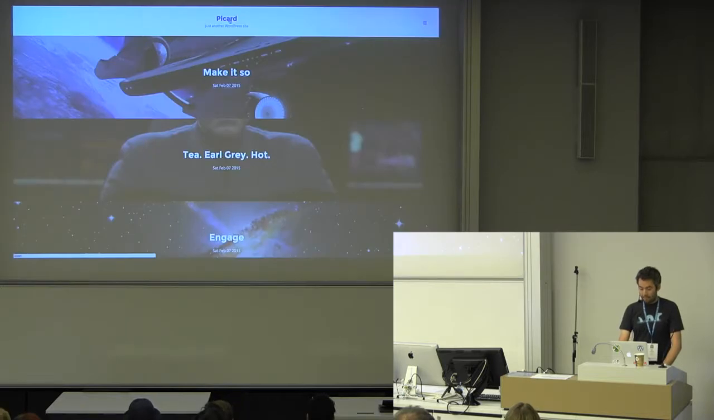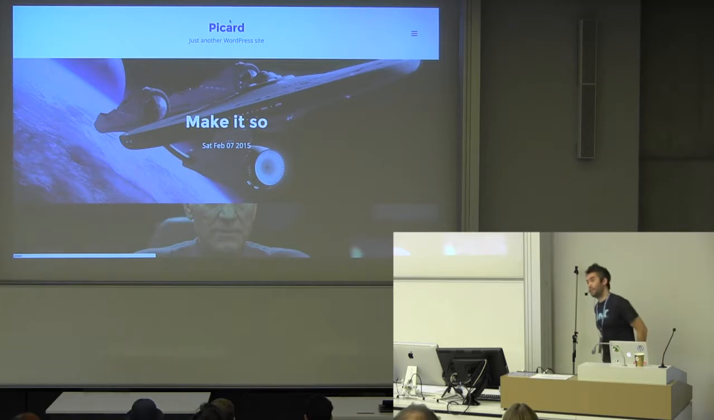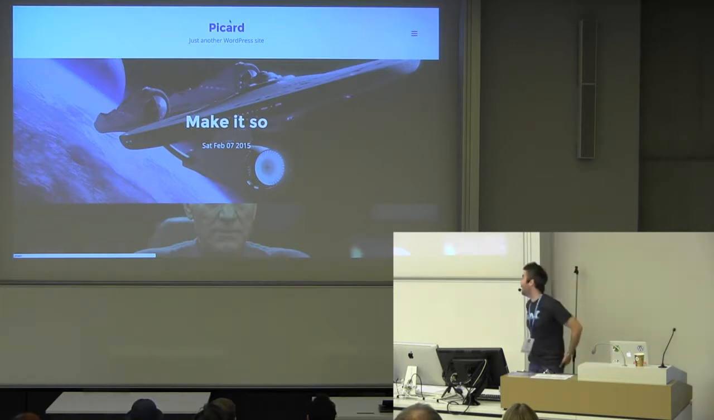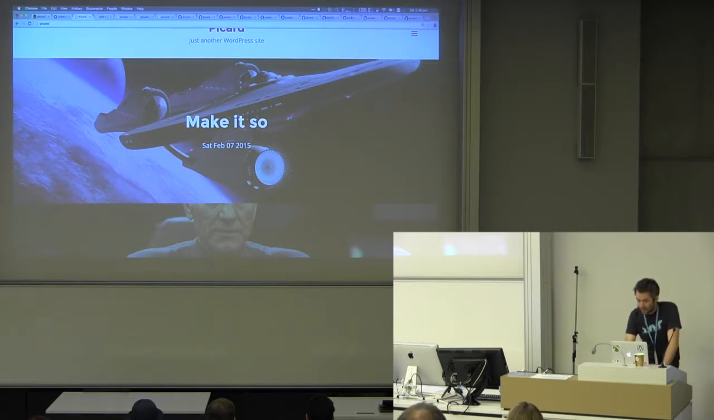Now, one I made earlier. In February of this year, my team at Automattic wanted to work on building a test theme that uses the WordPress REST API. So we worked on something called Picard. It's called that because it's to do with being the next generation of themes. So this is Picard, and I'll show off just quickly what this does.